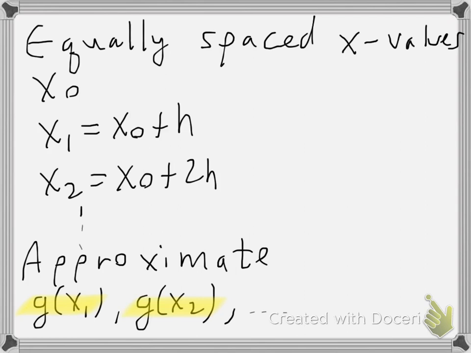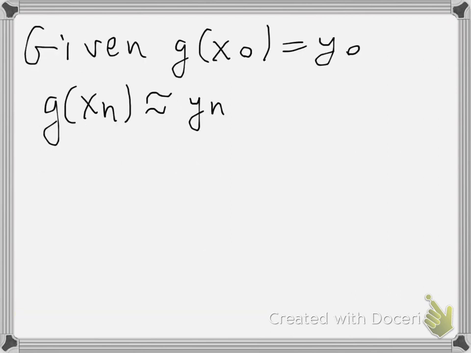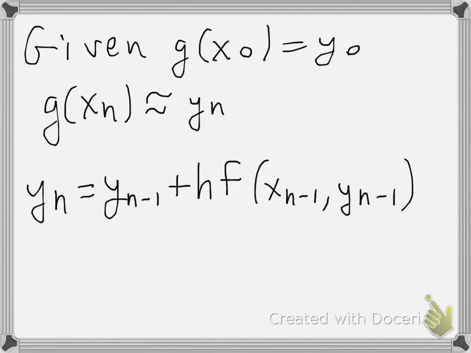Notice we're not saying we're approximating g of x naught. The reason is because we know the value of g of x naught. It's given to us as part of our initial conditions. So we're given from the initial conditions that g of x naught is exactly equal to y naught, and then our estimation for g of xn, where n is one of the equally spaced x values, is that g of xn is approximately yn, where yn is given by the formula yn equals yn minus 1 plus our step size h times f evaluated at xn minus 1, yn minus 1. Those are the previous x and y values.